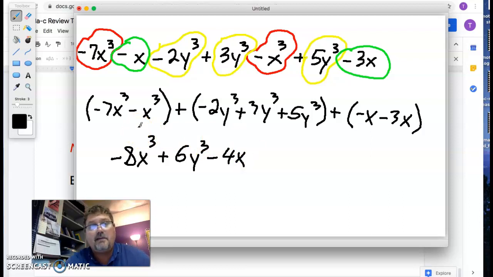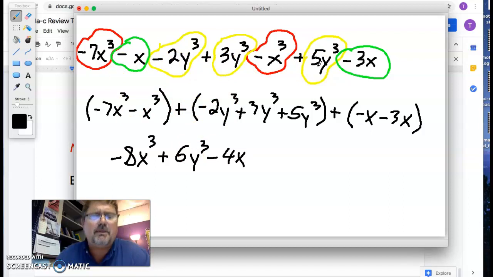I know that seemed kind of complicated, but if you keep it simple in your head, the only thing you're doing is staying organized, finding what's like. You didn't have to do all this grouping with parentheses here. You really don't. Some people are going to be good at this where they can just say, hey, that's negative 7 minus 1, that's negative 8, right? Then you pick your y's. Negative 2 plus 3 is 1, plus 5 is 6. You don't have to do all that. This was just an illustration. And there may be other ways to stay organized with it vertically.